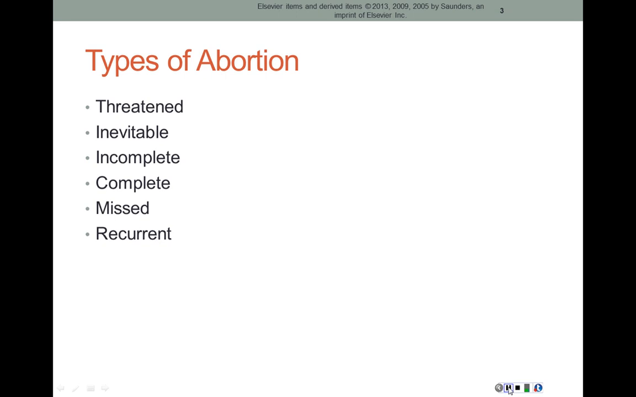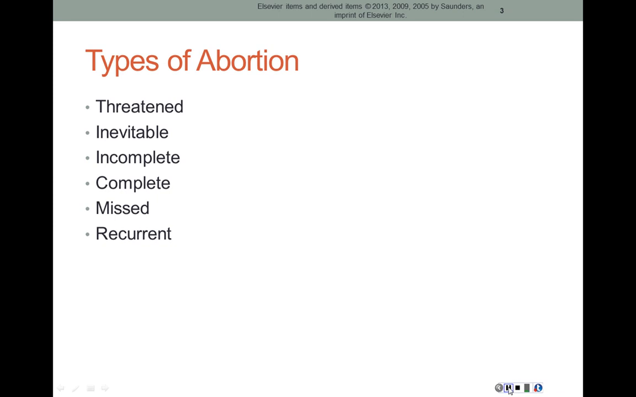Incomplete just means that not all of the fetal tissue is expelled out of the body, so they would have to have a D&C, dilatation and curettage, in order to remove that remaining fetal tissue. A complete just means that all of the tissue is expelled and there's no need for any intervention. A missed is a form of abortion when the fetus dies, but it's not expelled from the body. It's retained inside of the body, so none of the components are expelled.